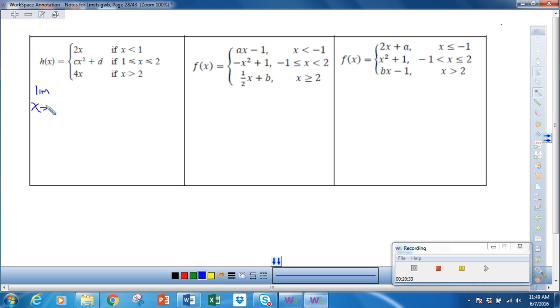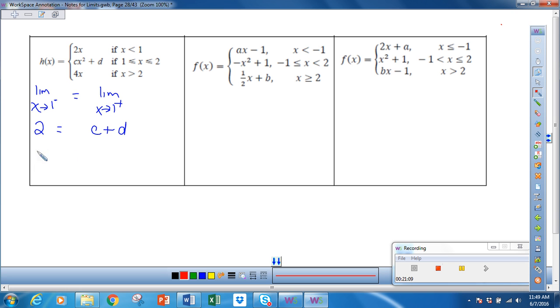as x approaches 1 from the left has to equal the limit as x approaches 1 from the right. So as it approaches from the left, we get 2 is equal to, we're just substituting in 1, so we get c plus d. And then we're going to do this again, and we're going to do the limit. Let me do it in red. We're going to do the limit as x approaches, and let me write it correctly.